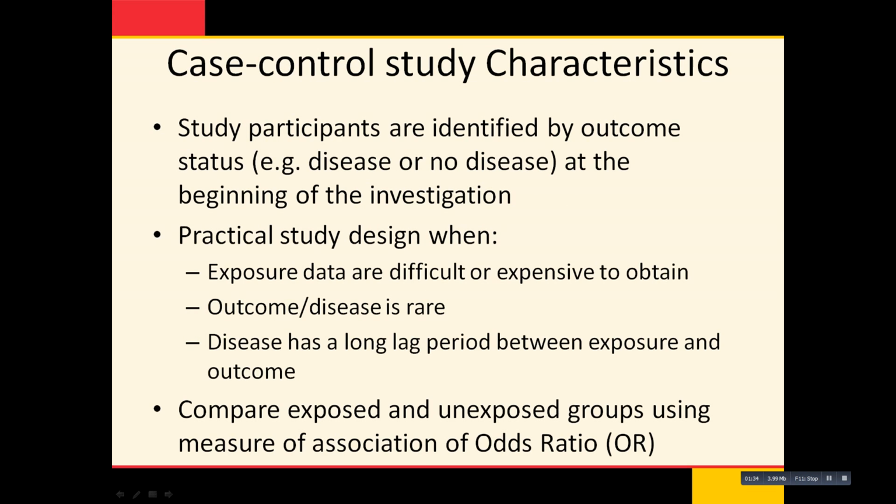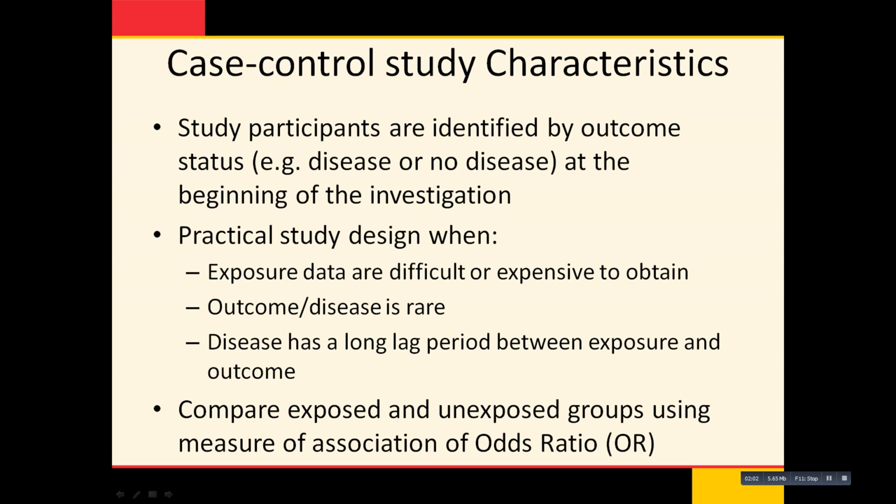So a couple of key characteristics. Study participants are identified by the outcome status, right? They have the disease or no disease at the beginning of the investigation. And it's a very practical study design. We mentioned earlier when outcomes are rare or disease is rare, or the exposure data are difficult or expensive to obtain. And so we don't want to have to get a lot of data on people and then follow them over time, especially when the outcome may not be very common.